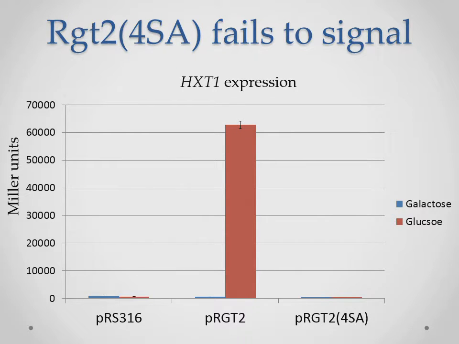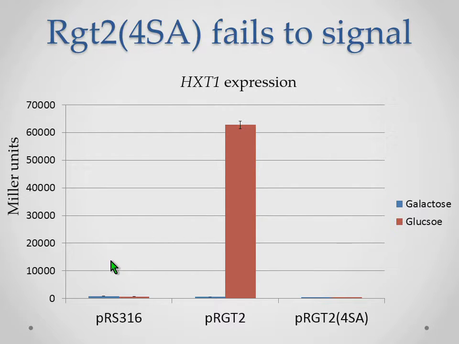Now the next question was, well, how important is this phosphorylation? We know that in the YCK-TS strains we have almost complete abolishment of signaling, so we would assume that there would be a significant importance to these 4 residues that were involved in the actual phosphorylation event. So we looked at HXT1 signaling in the RGT2 4S to A strain, and we found that HXT1 expression is completely gone, and there appears to be no signaling in this strain.